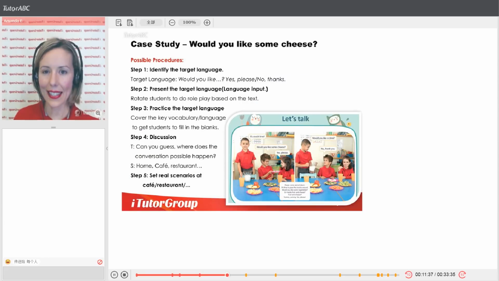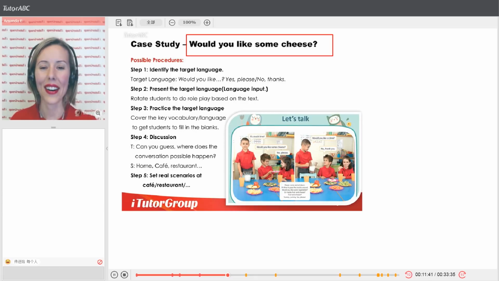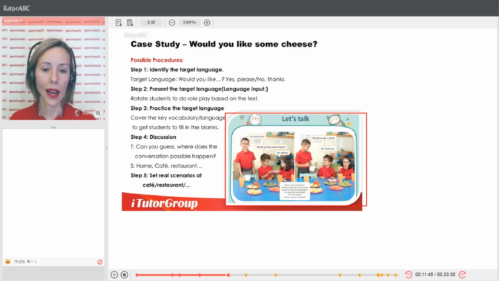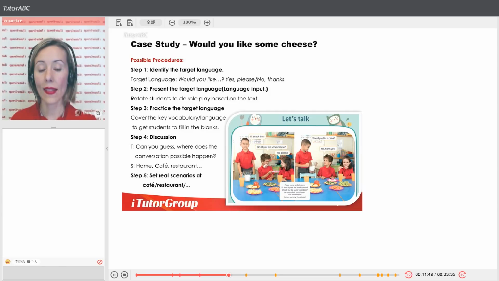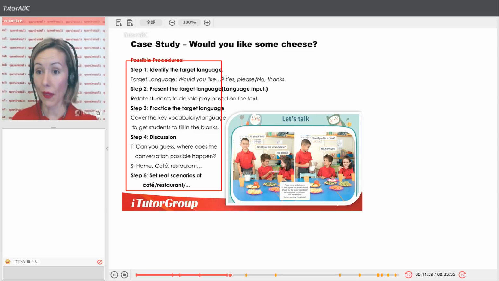Let's take a look at our case study now. So, would you like some cheese? That's the name of our case study, and here is our lesson plan material. So we've got a little scene here. We've got some students, and they're having a bit of conversation. Before we teach this lesson, we're probably going to prepare and go through a few different steps so we can be effective at interacting with our students.